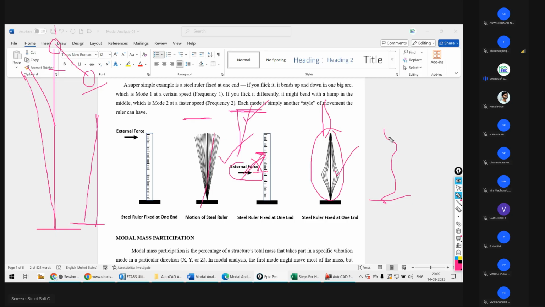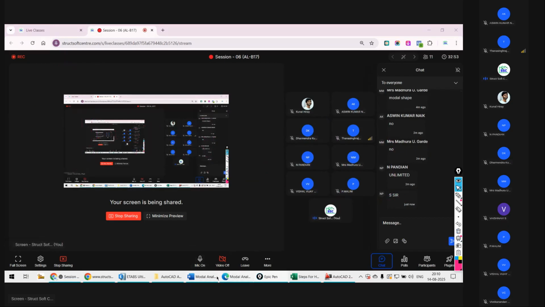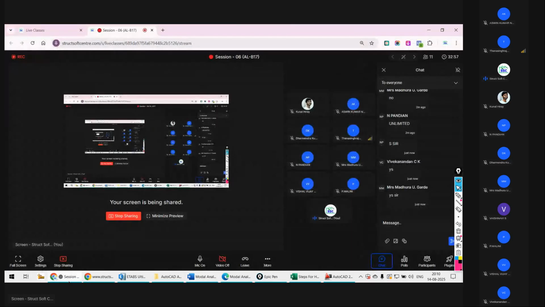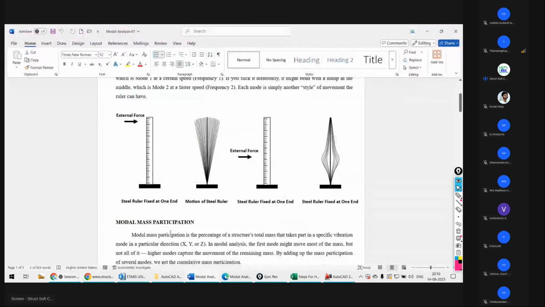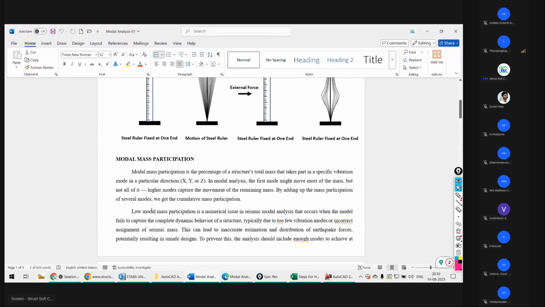Is that all clear or not, guys? Very simple. That is the modal analysis. Now coming back, what is the modal mass participation? Why am I giving importance to the modal mass participation? Because it is very important. We have to correct the modal analysis based on the modal mass participation.